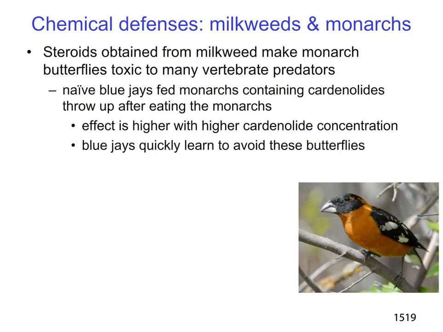And naive blue jays will feed on monarchs containing the cardinaloids, and then they'll throw up after eating the monarchs. If you can imagine a blue jay throwing up, okay? Well, don't, but anyway. So I actually had a picture of it previously, and I forgot to put it into this lecture. So the higher the concentration of the toxin, the higher the effect. And blue jays are smart, and so most birds will learn to avoid those particular butterflies because they know it's just going to make them sick.